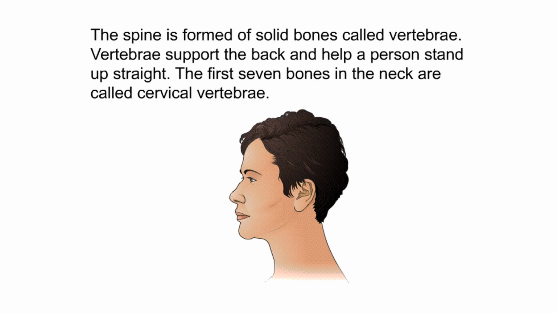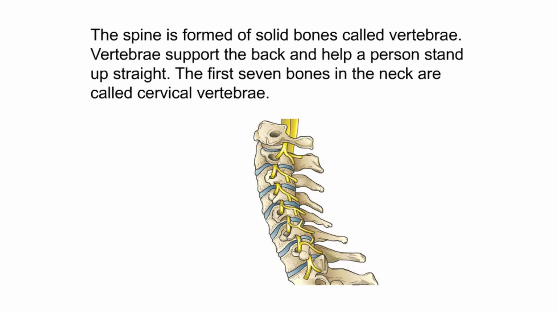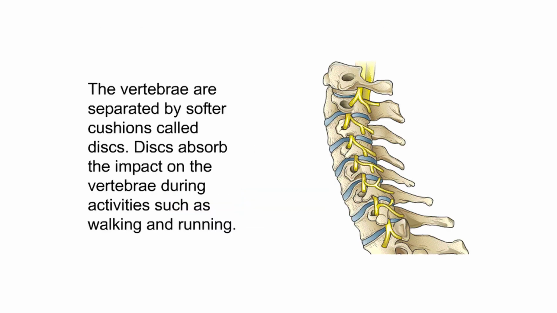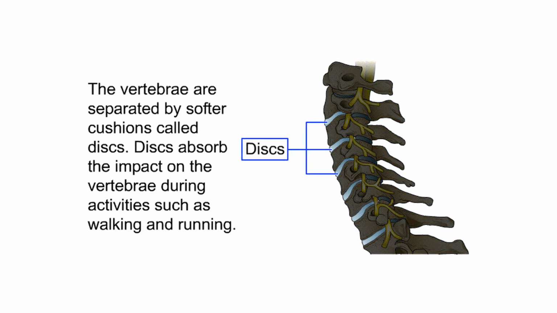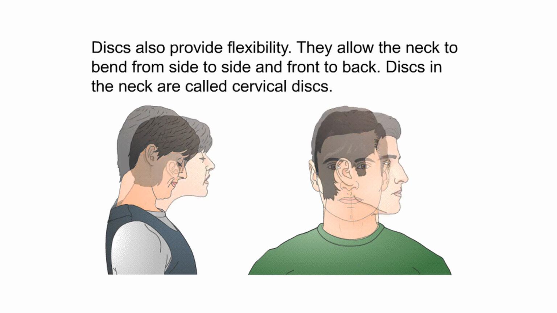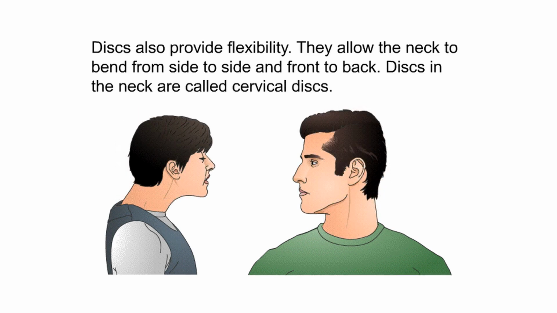Anatomy. The spine is formed of solid bones called vertebrae. Vertebrae support the back and help a person stand up straight. The first 7 bones in the neck are called cervical vertebrae. The vertebrae are separated by softer cushions called discs. Discs absorb the impact on the vertebrae during activities such as walking and running. Discs also provide flexibility. They allow the neck to bend from side to side and front to back. Discs in the neck are called cervical discs.